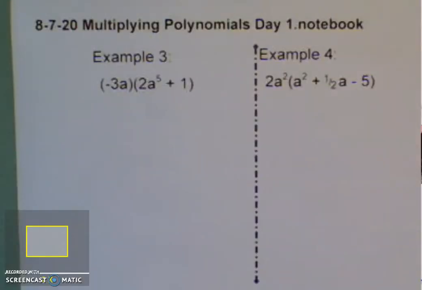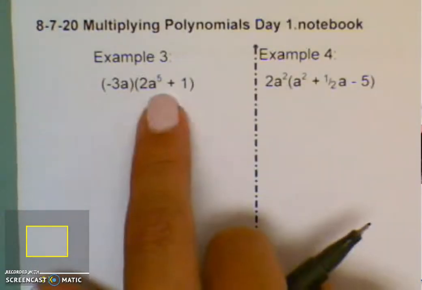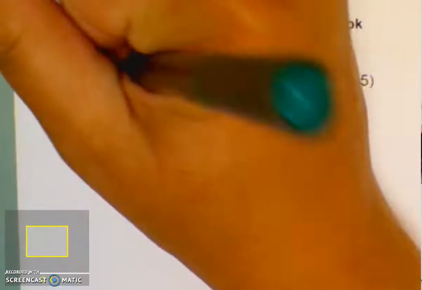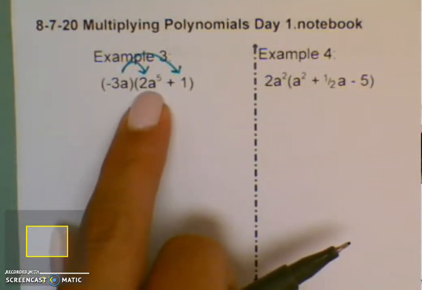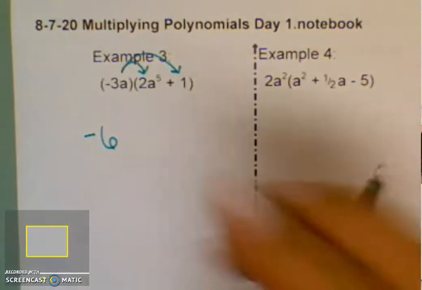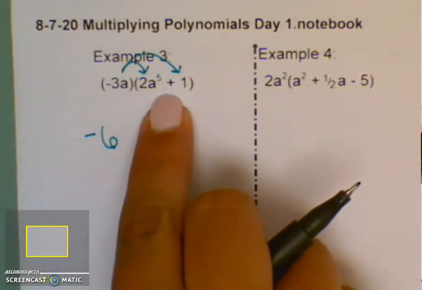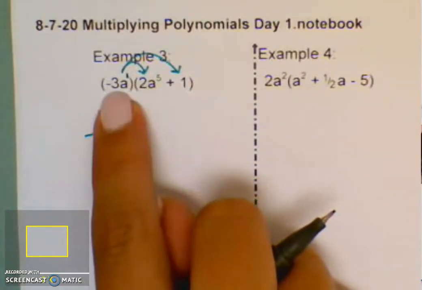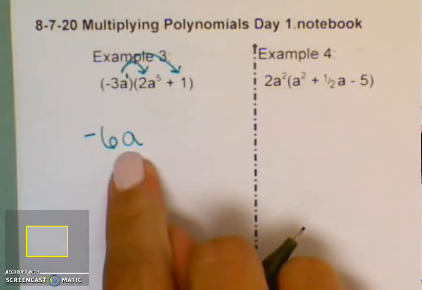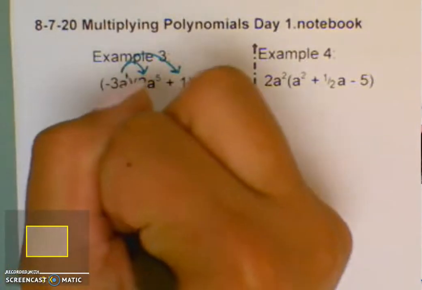Okay, let's go to example 3. So again, we have one thing on the outside, 2 things on the inside. So we need to draw our arrows. Again, you do number times number and you add exponents. So -3 times 2 is -6. And then you have an a and an a to the 5. Well, remember this a has a little 1. So when you have the variables, you keep your variable, the a, and you add the exponents. So 1 plus 5. So that's going to be a -6a to the 6.